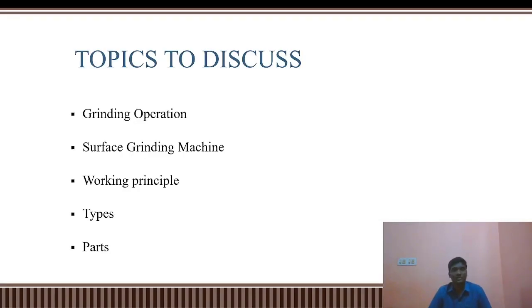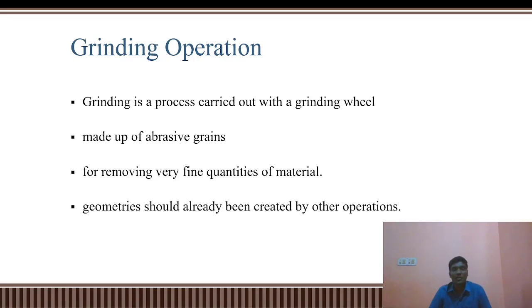So, these are the topics I'm going to discuss in today's presentation, and before getting into my topic of surface grinding machine, I'd like to give a brief introduction on grinding operation. Basically, we all know that grinding operation is carried out with the help of a grinding wheel, and these grinding wheels are made up of abrasive grains which are fused together to form grinding wheels, and these wheels are involved in removal of a very fine quantity of material from the workpiece. That means the metal removal rate is very low compared to other machining operations.